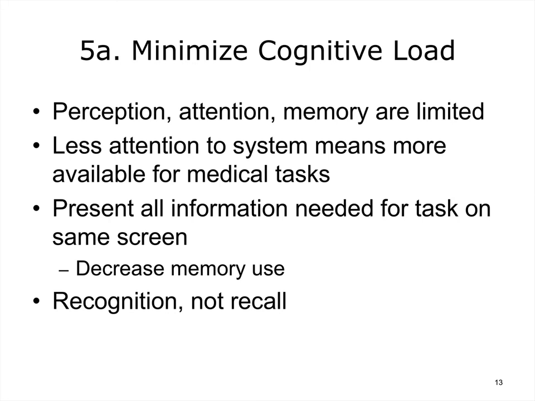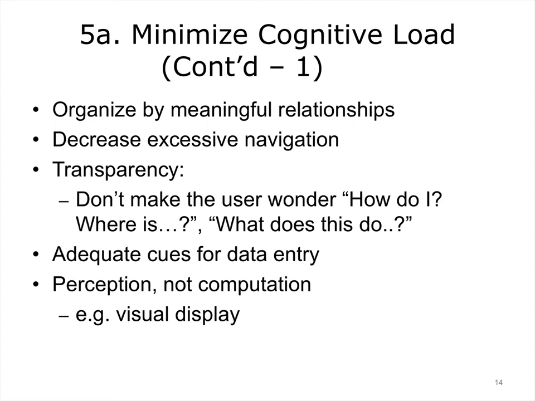Some means of reducing cognitive load are to present relevant information together on the same screen, as switching screens uses short-term memory. Using methods that require recognition, such as making the user choose items from a list rather than recall, such as typing in commands, reduce cognitive load imposed by the system. Organizing information by meaningful relationships, placing related values together, also assists in minimizing cognitive load.